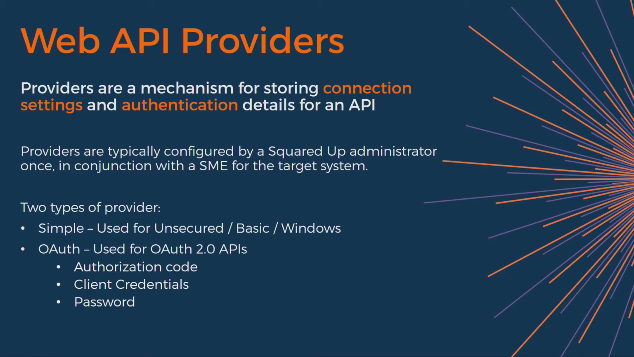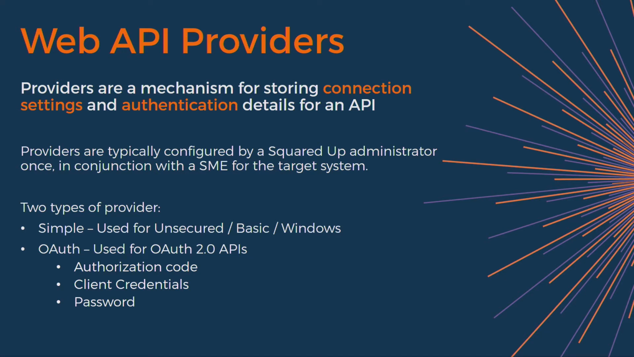So we mentioned providers earlier. What can you tell us about providers? So there are two different types of providers. There are simple providers. These are, as you can see on the screen, unsecured, basic, or Windows authentication. And there are OAuth providers, which use the more complicated but possibly more secure OAuth. So the idea of the provider essentially is it's used for storing credentials and connection settings. And then this can be reused amongst lots of different tiles.